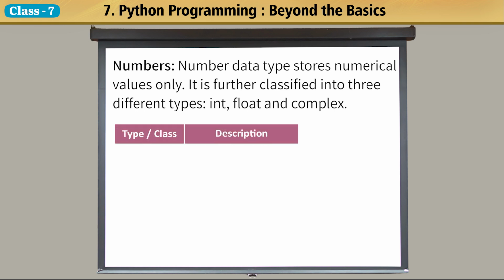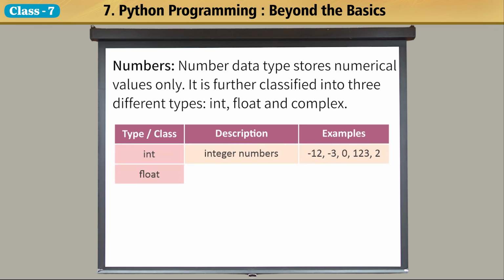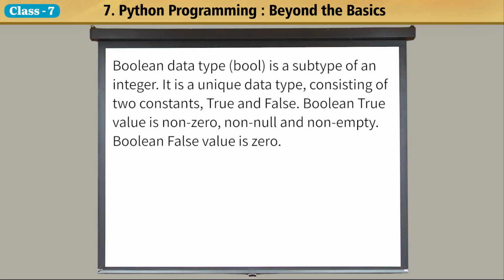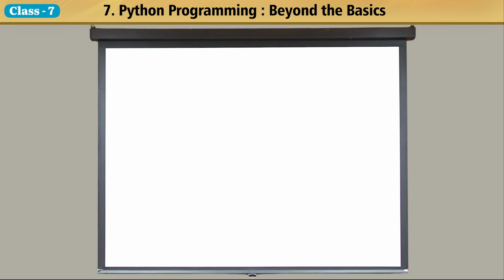Type/class, description, examples. Int, integer numbers. Float, floating point numbers. Complex, complex numbers. Boolean data type bool is a subtype of an integer. It is a unique data type consisting of two constants, true and false. Boolean true value is non-zero, non-null and non-empty. Boolean false value is 0.